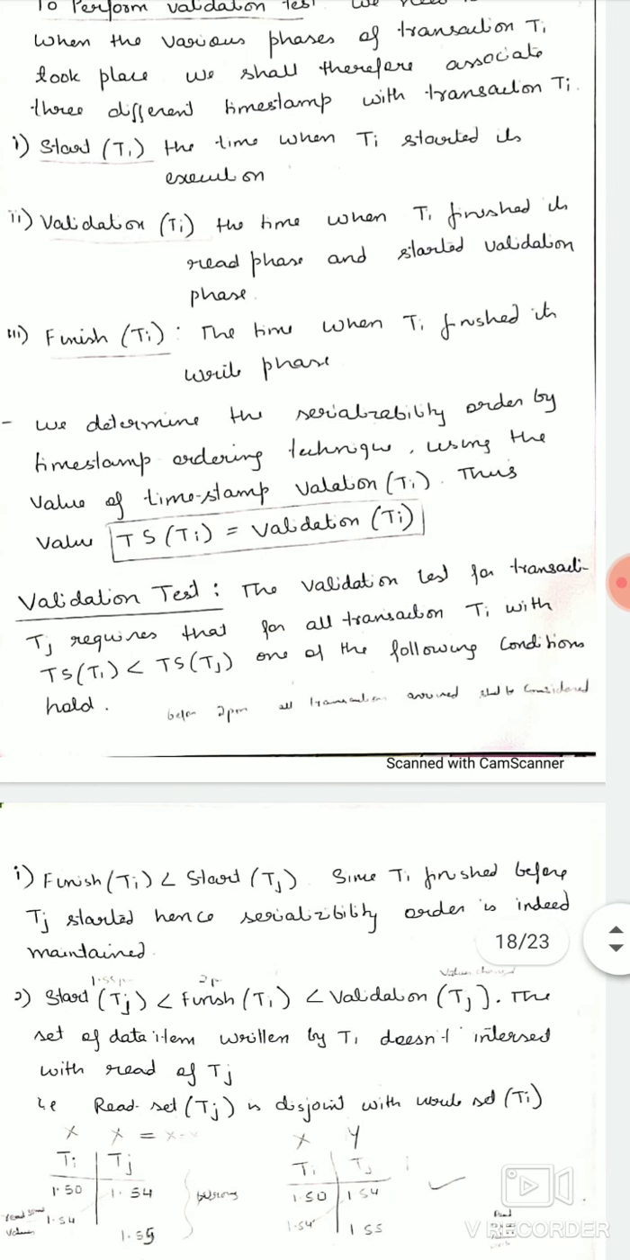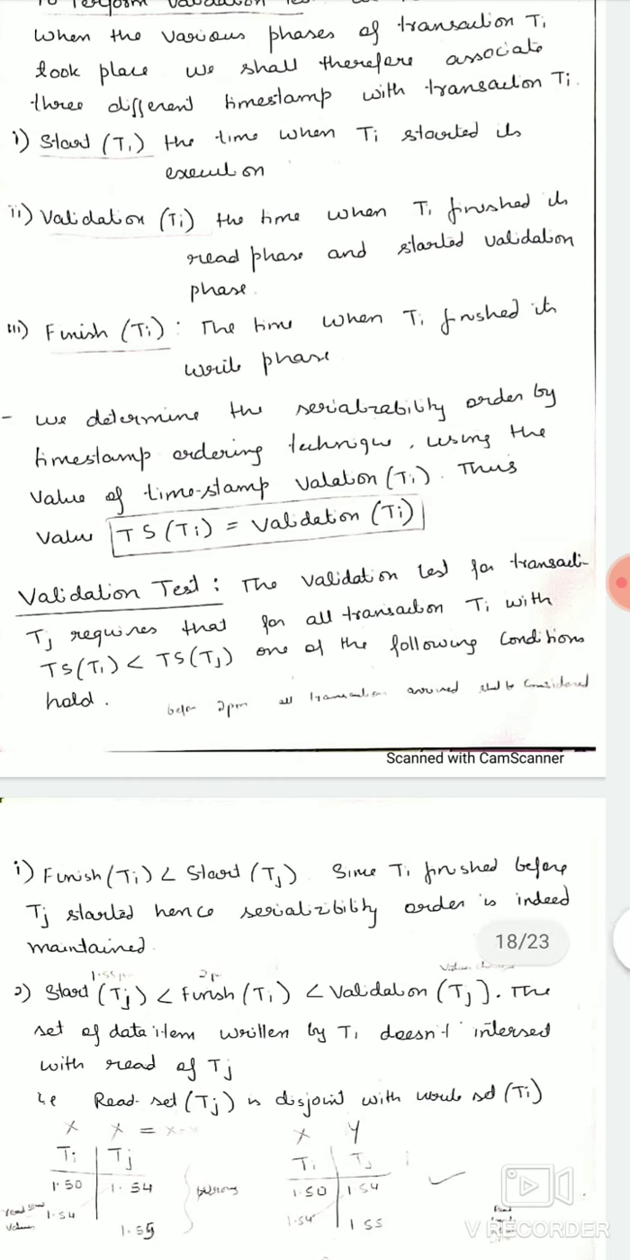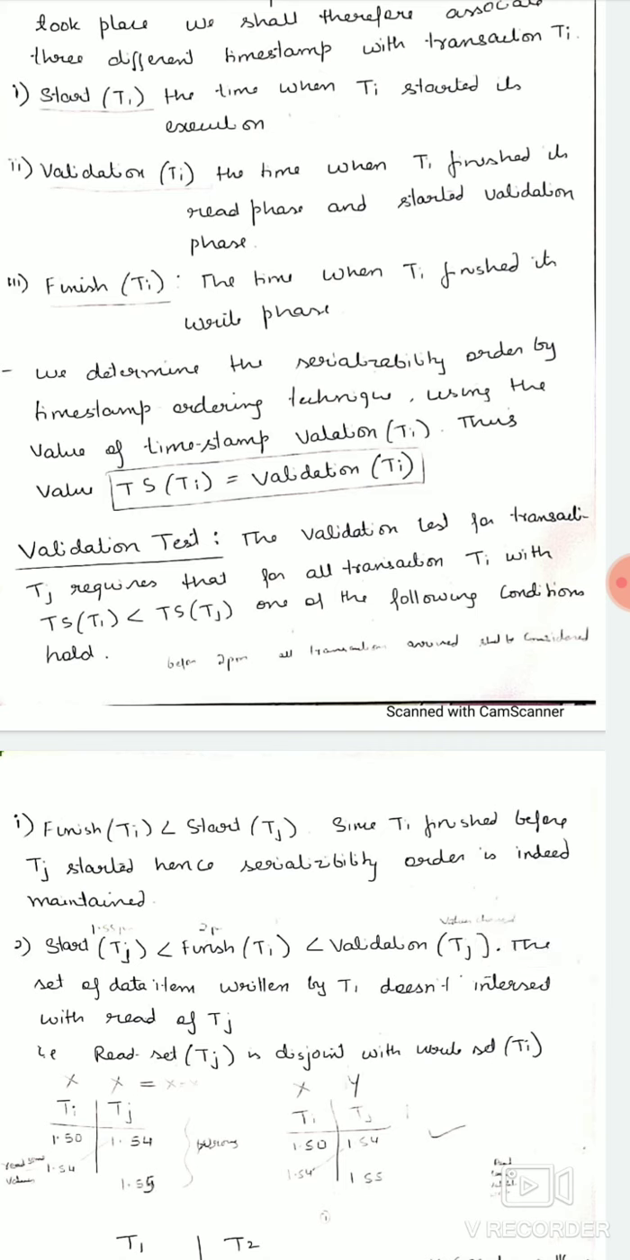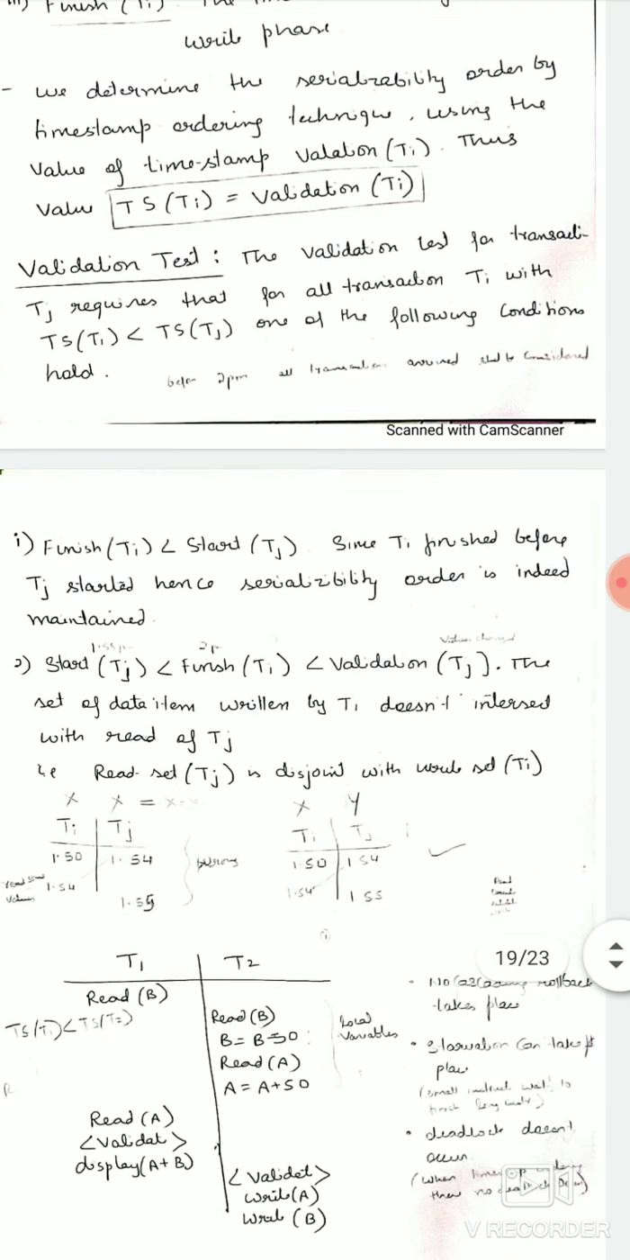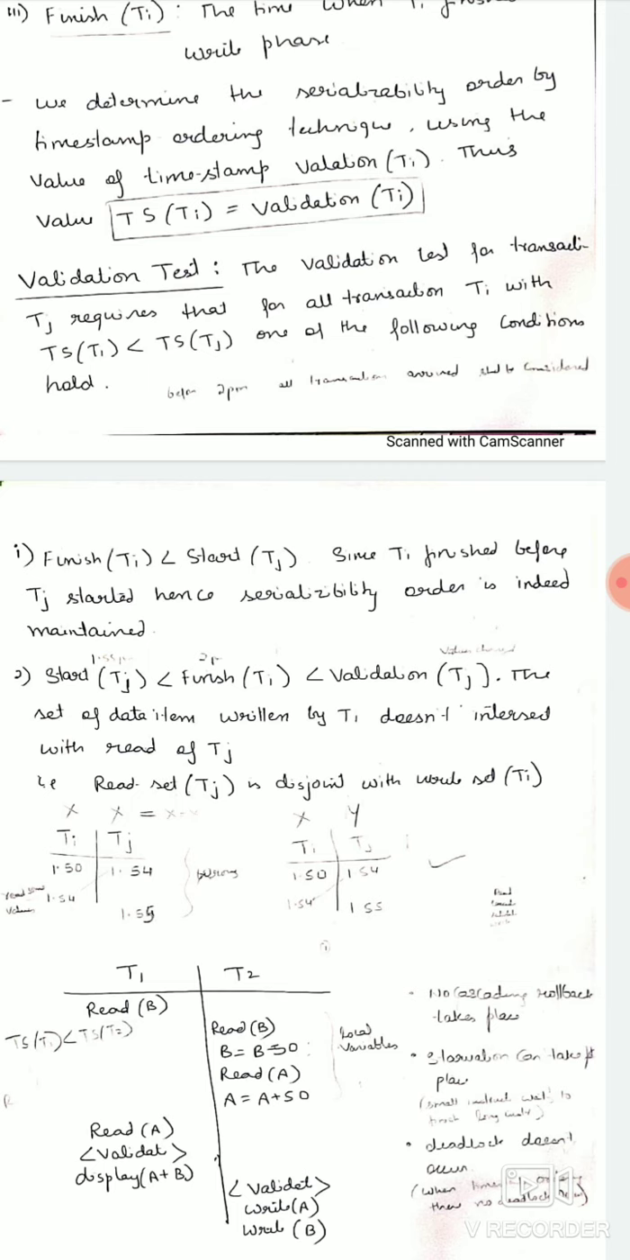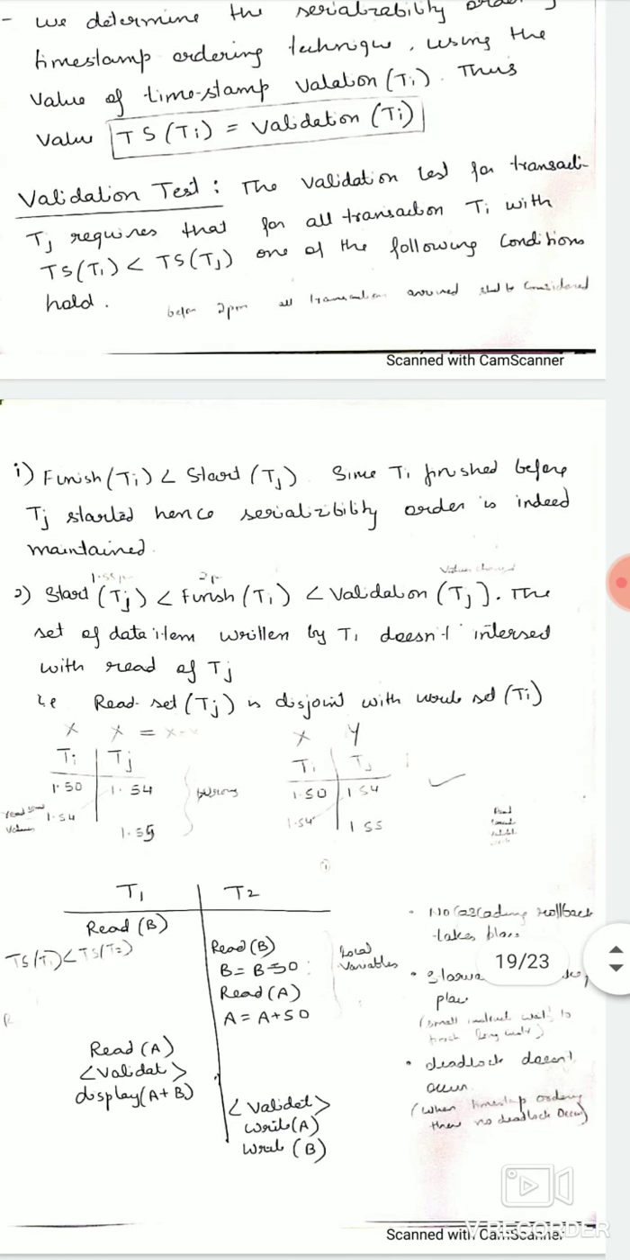Next we'll see the validation test. The validation test for transaction Tj requires that for all transactions Ti, one of the following conditions will hold. Suppose there are two transactions T1 and T2. If you are running the instructions of T1 first, then the timestamp of T1 will be less than the timestamp of T2. Based on this, the condition should hold, then our validation test is going to be satisfied.